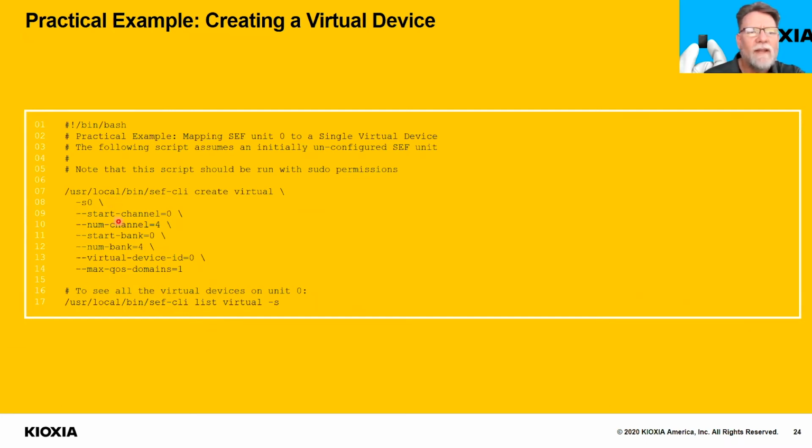We're now going to define the layout of the virtual device, saying that it starts on channel 0 and spans 4 channels. It starts on bank 0 and spans 4 banks. We're going to assign this virtual device a unique identifier, and we're going to specify how many QoS domains we're going to allow to be created within this virtual device. Once you execute this command, you have created the virtual device, and you can use the following command, SEF CLI list virtual, to list out all the virtual devices, including the one you just created.